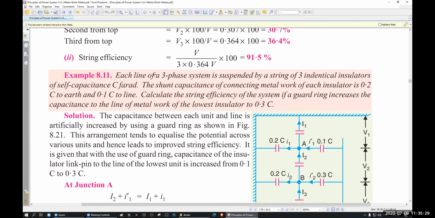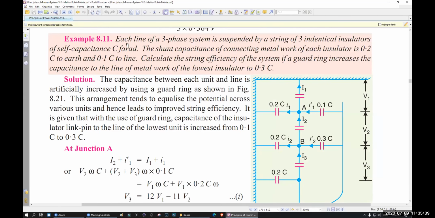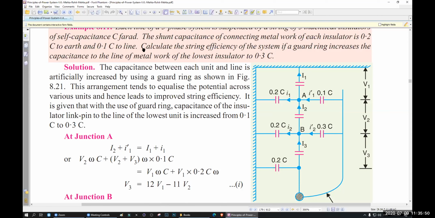8.11. Each line of 3-phase system is suspended by a string of 3 identical insulators, identical. That means no grading. And C farad, and the shunt capacitance is 0.2 C to earth and 0.1 to line. Calculate the string efficiency of the system if the guard ring increases the capacitance to the line to neutral work of the lowest insulator to 0.3.